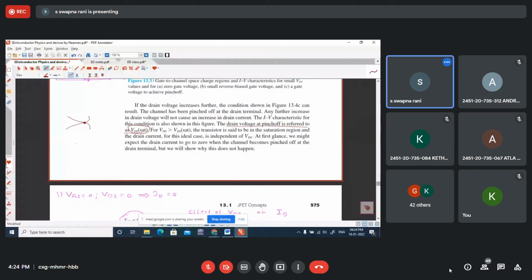After that, even if you increase VDS, the transistor is said to be in the saturation region and the drain current is independent of VDS. Once pinch off takes place, the number of charge carriers will be fixed, so a fixed number of charge carriers will be moving from source to drain. Therefore current becomes constant, independent of VDS. This voltage is VDS sat. The drain voltage where current becomes constant, where the wedge-shaped depletion regions come in contact, is called VDS sat.